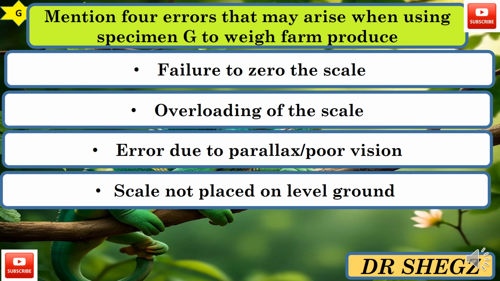Then error due to parallax, and that is what we all know. Everybody knows that one, error due to parallax. Then scale not placed on level ground may affect the reading of the scale.